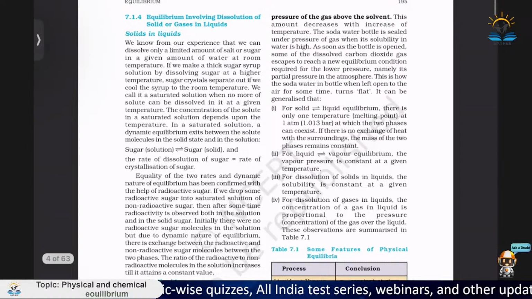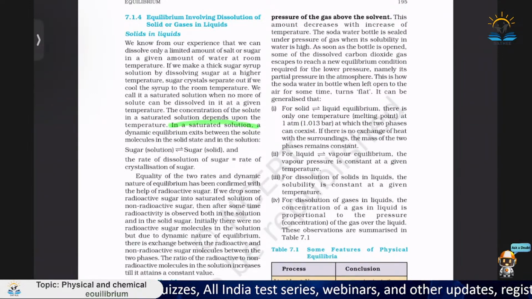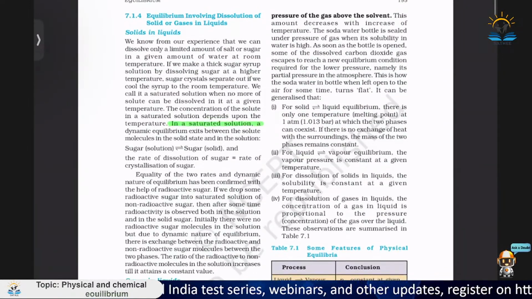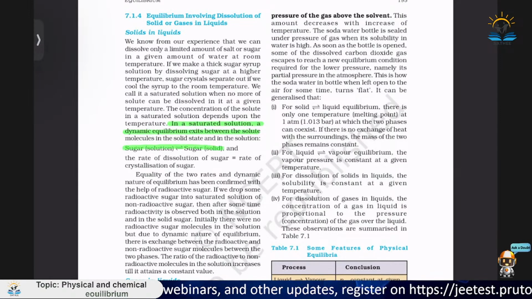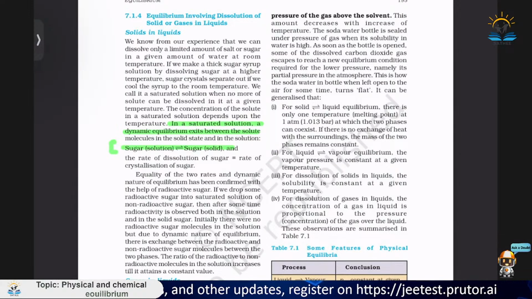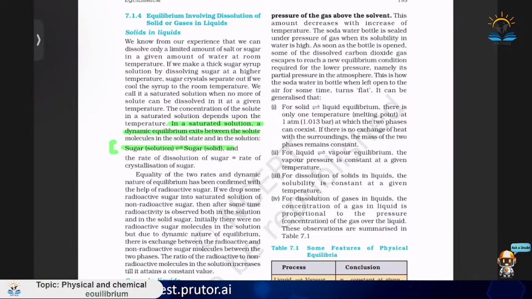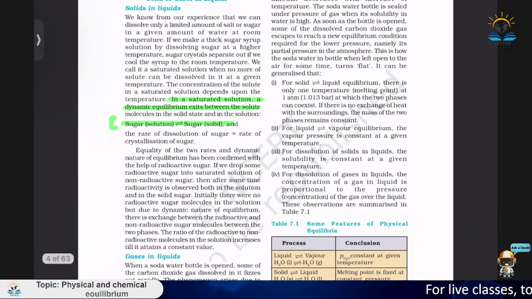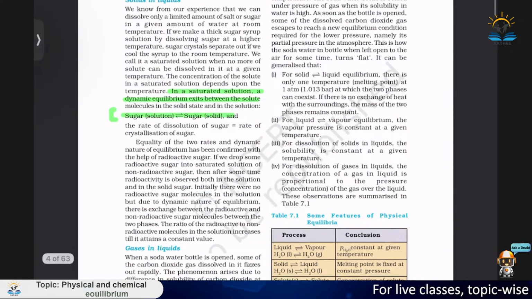In a saturated solution, what is exactly happening? Actually, there has been an equilibrium set up in this. A dynamic equilibrium has been set up and it resembles this equation. The solute in the solution phase and the solute in the crystallized or solid phase are in equilibrium with each other. So the rate of dissolution of sugar is equal to the rate of crystallization of sugar. Both of them become equal to each other. So this was the first example, between solids and liquids in a solution.